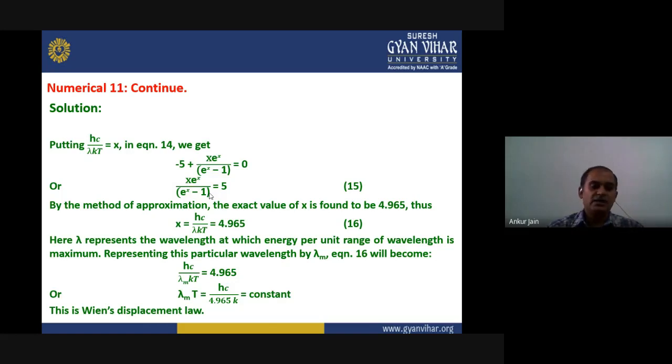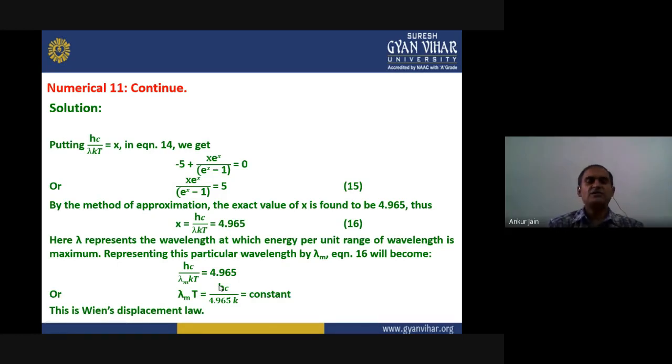Here we know that lambda represents the wavelength at which energy per unit range of wavelength is maximum. So the maximum condition is applied, and that's why we can replace lambda with lambda maximum or lambda m. Now if we put this value here, it becomes hc upon lambda m kT equals 4.965. Now here you see that h and c are both constant, k is also constant, so we can take them to the other side. Rearranging this equation, we get lambda m into T equals constant, right? And that is the form of Wien's displacement law.